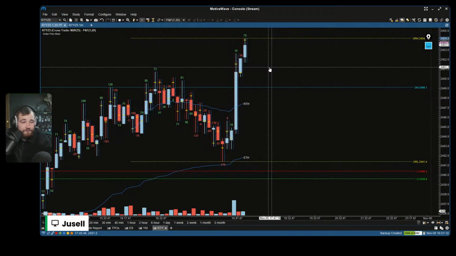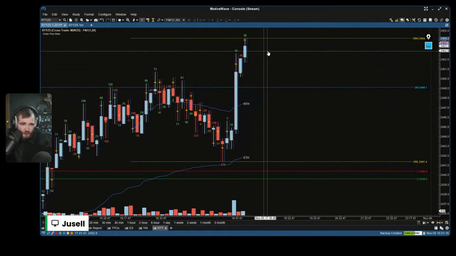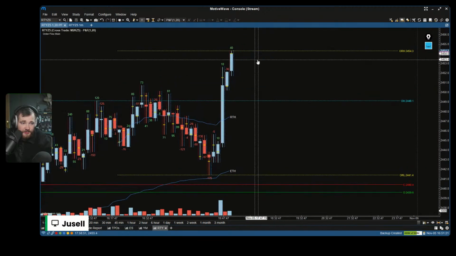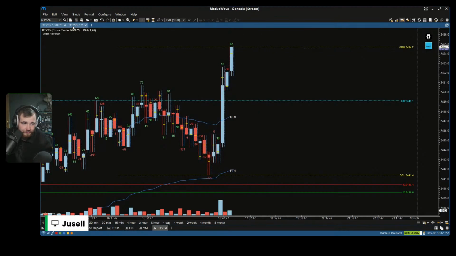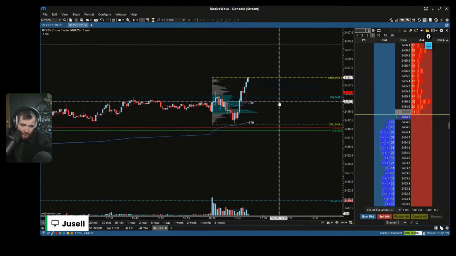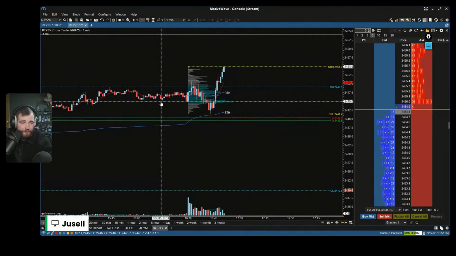Delta is very, very bullish still. Delta still rising, price still rising. We don't want to enter against the current as well. So let's just see where we can take it.